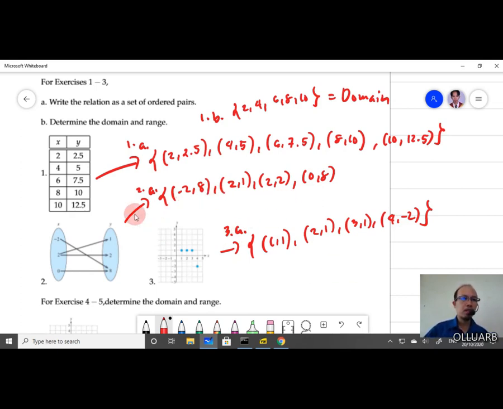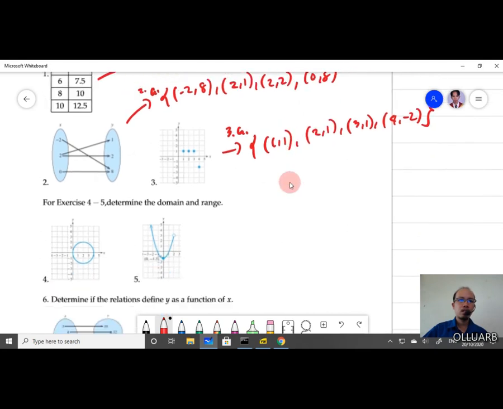So do the same for number 2, and the range is this one. 2.5, 5, do not repeat, 7.5, 10, and 12.5. This is the range.